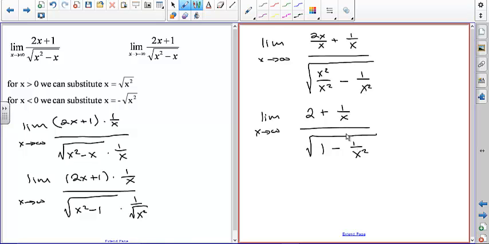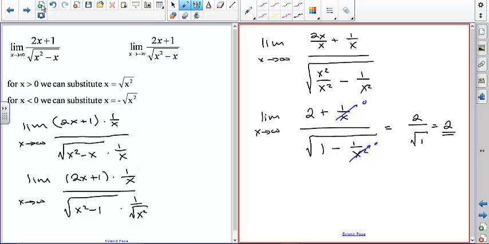And now you take the limit. So when you take the limit, this goes to 0, this goes to 0, and you're left with 2 divided by the square root of 1, which is 2. So that's the limit when you approach positive infinity. Now, when you want to look at going to negative infinity, we use this substitution when we go from here to here.